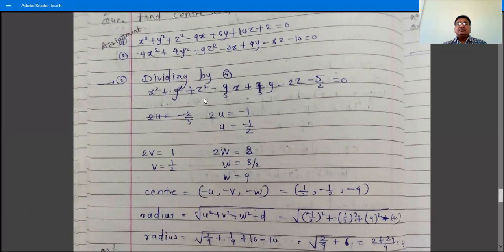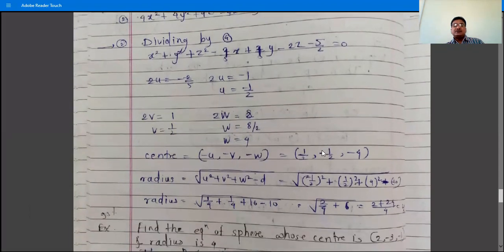So compare this equation with x square plus y square plus z square plus 2ux plus 2vy plus 2wz plus d is equal to 0. The w is wrong here, so write 2w as minus 2. So w is minus 1. And the value of d is minus 5 by 2. Write d as minus 5 by 2.